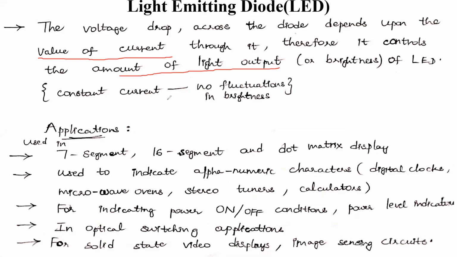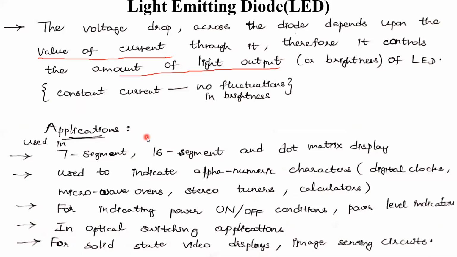Therefore, if a constant current is flowing, there is no fluctuation in brightness. I am not going to obtain any sort of fluctuations in the brightness. That is the point. Mainly, the amount of light output, that is the brightness from the LED, depends upon the flow of current. If the flow of current is constant, there is no fluctuation in brightness.